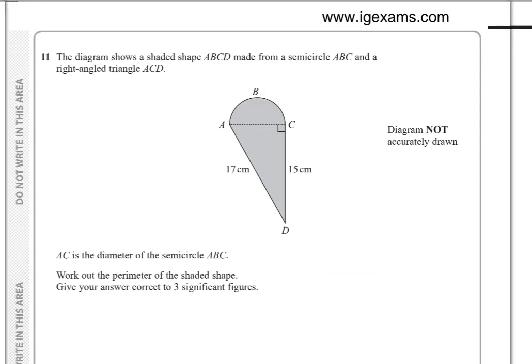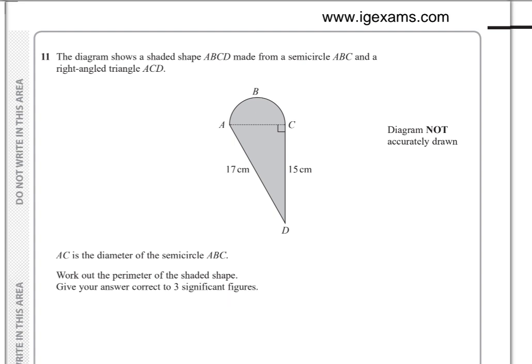Number 11. The diagram shows a shaded shape ABCD made from semicircle ABC and right angle triangle ACD. AC is the diameter of the semicircle. Work out the perimeter of the shaded shape. Give your answer correct to 3 significant figures.